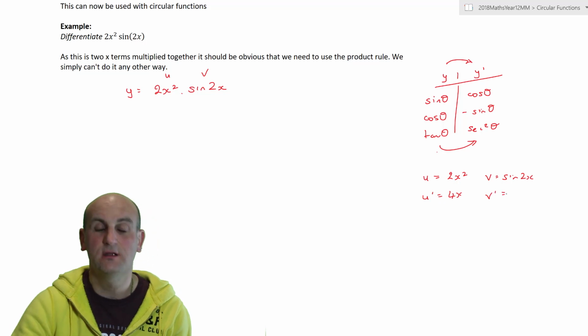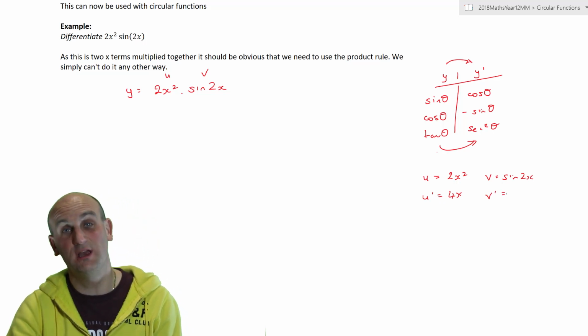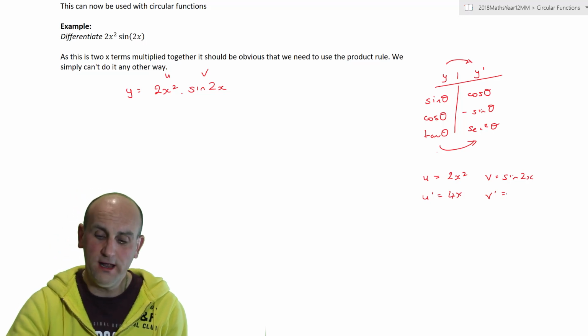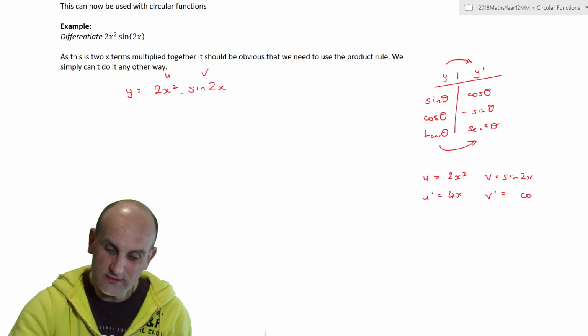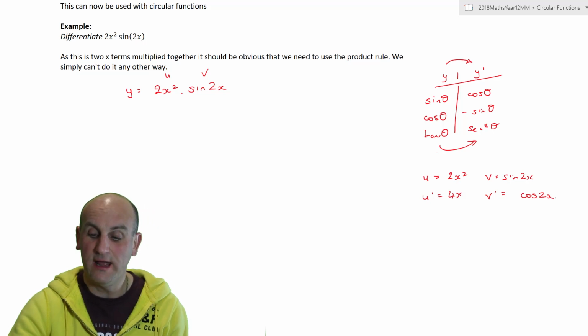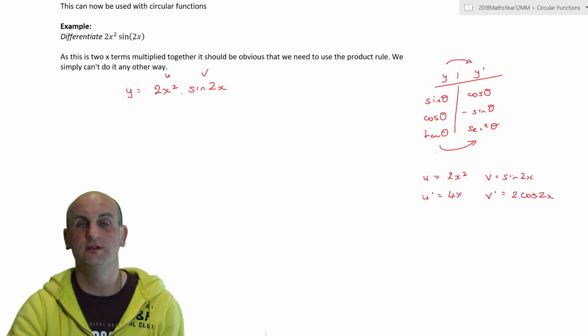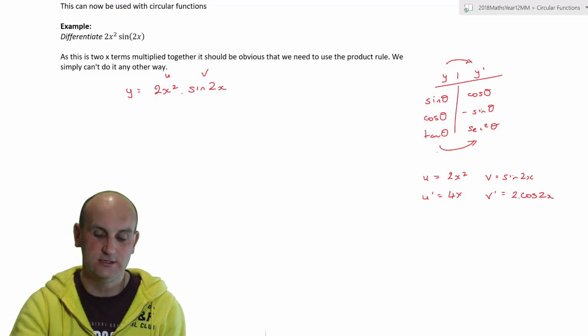Now v dashed. This is where I'm now going to have to use my chain rule. And again, that's slightly beyond what this video is about. But I know that sine of 2x goes to the cosine of 2x. And I know that I then would multiply that by the differential of that 2x, which is 2. Again, if you don't remember how to do that, go back. Chain rule is brilliant and used so much in mathematics.